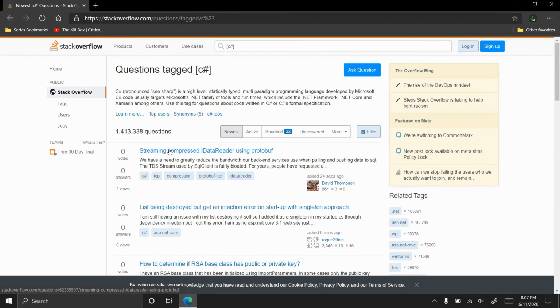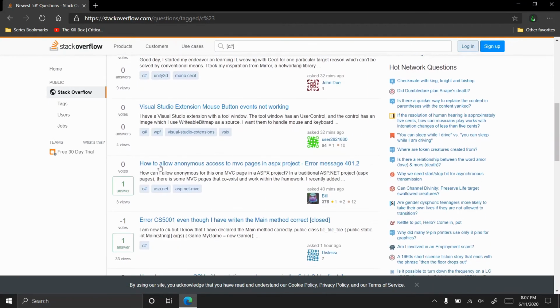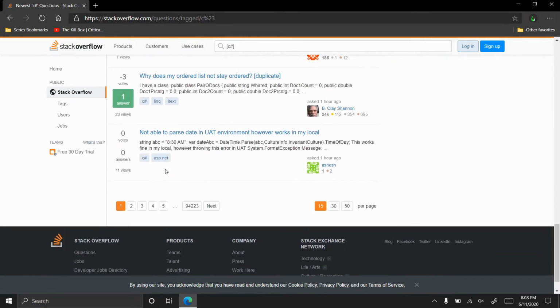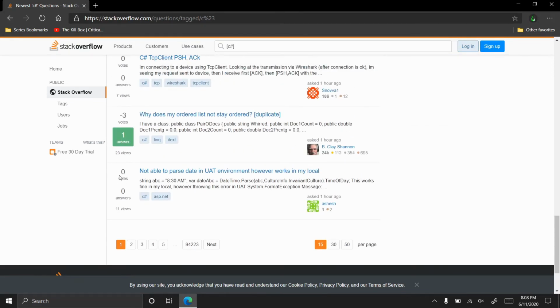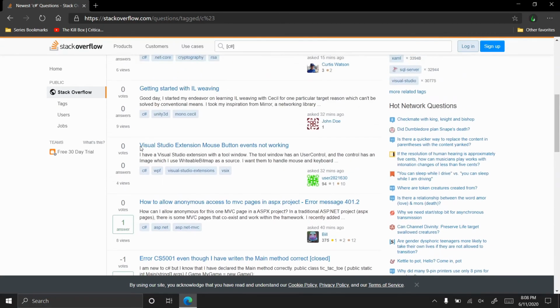So let's click C# because that's what I deal with mostly. So as you can see, there's all kinds of C# questions here. This has one answer, a lot of these have 0 answers, but there are also many things that people ask. So Stack Overflow is just one of those many programming help resources that are available on the internet.